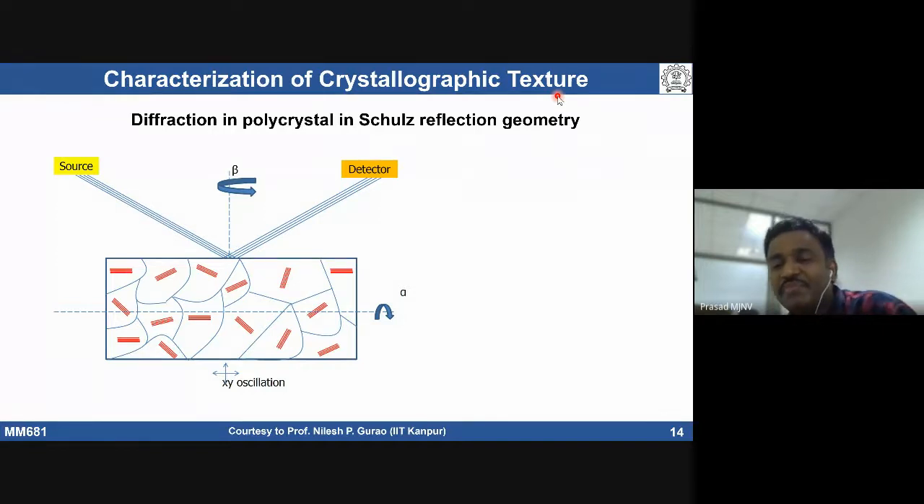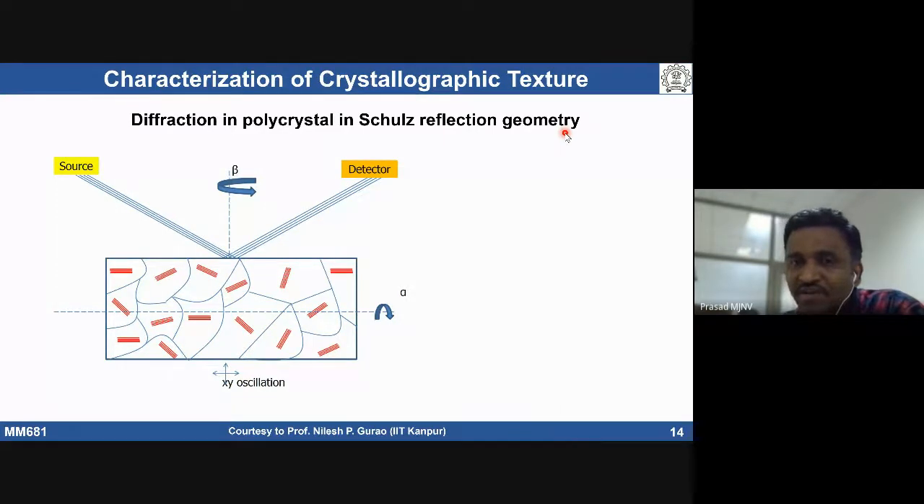So this is another important point: the bulk texture of the material is determined by using the Schulz reflection geometry concept. This is about X-ray diffraction.